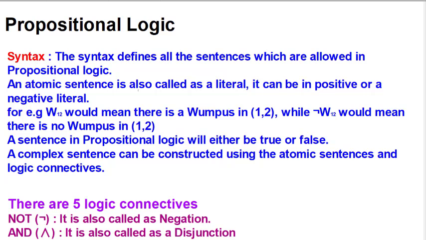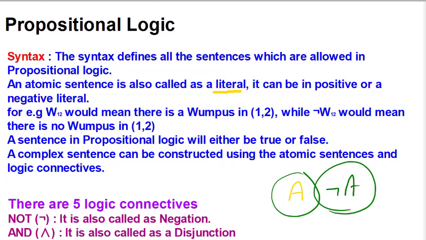An atomic sentence is called a literal. तो literal का हम देखेंगे, what is the meaning of a literal. Any atomic sentence is called a literal. It can be positive, it can be negative. Like suppose I can just write A. Okay, so this A is in the positive form. I can also write negation of A. So this is a negative literal, this is a positive literal, and this is an atomic sentence.